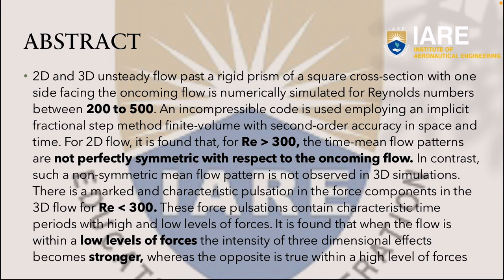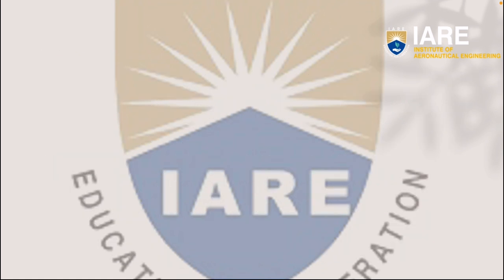In contrast, such a non-symmetric mean flow pattern is not observed in 3D simulations. There is a marked and characteristic pulsation in the force components in the 3D flow for Reynolds number less than 300. This force pulsation contains characteristic time periods with high and low levels of forces. It is found that when the flow is within a low level of forces, the intensity of three-dimensional effects becomes stronger, whereas the opposite is true within a high level of forces.